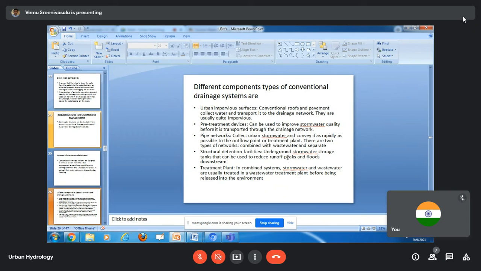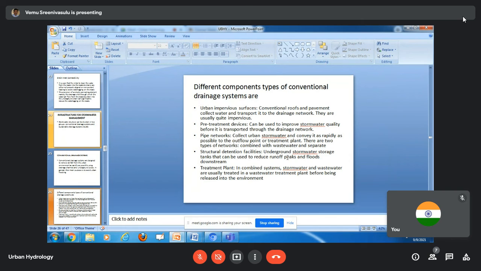So this is another component. Okay, treatment plant. In the combined system, stormwater and wastewater are usually treated in a wastewater treatment plant before being released into the environment. Okay, so these are some of the components of the conventional drainage system. What is that? It is a pre-treatment device. Even before transporting the stormwater into the pipes, it should be pre-treated, okay, and then supplied. I will transport it to the pipe.